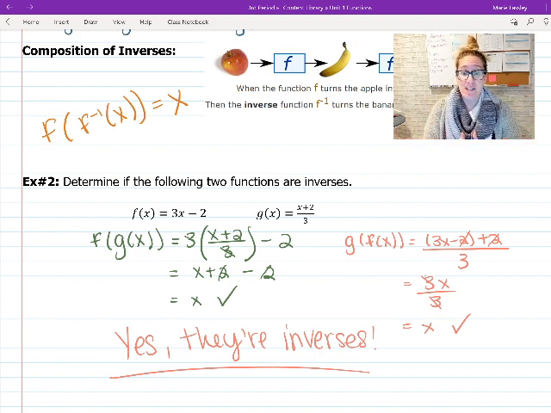Anyways, that is it for this video on inverses. I hope that cleared up any questions you might have had about inverses, maybe from last year, or maybe you didn't even know what an inverse was. That's fine. That's what I'm here for.